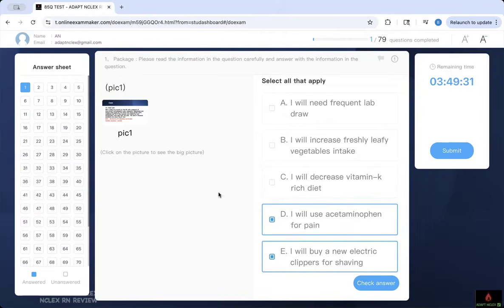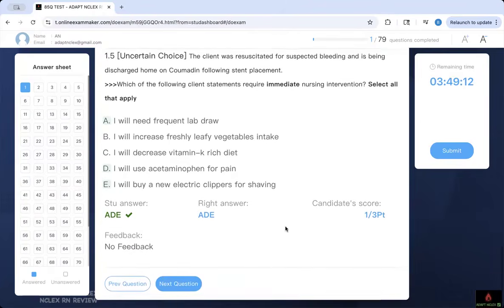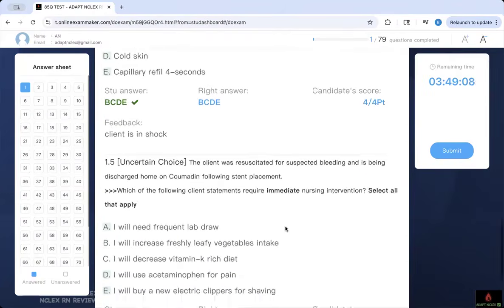So that's a trap. B and C are saying the same thing. B said I'll increase my fresh leafy vegetable intake, and C said I will decrease vitamin K rich diet, saying the same thing. I need frequent lab draw. So you need a frequent lab draw. So that's what you need. That's that patient. So that's the case study. It's done. But this is the way you can go through these cases easily.